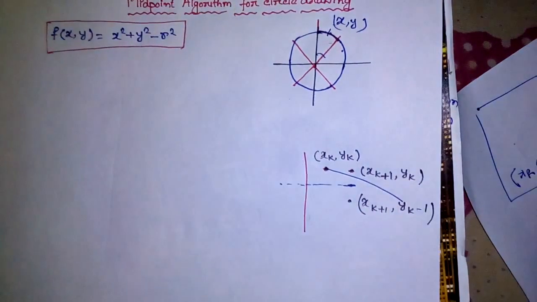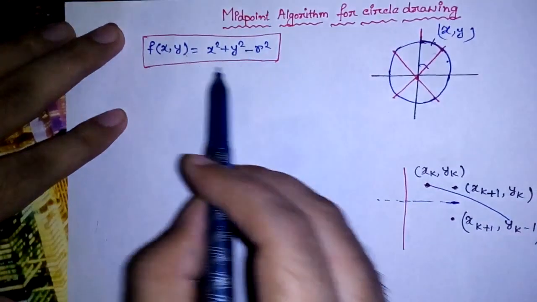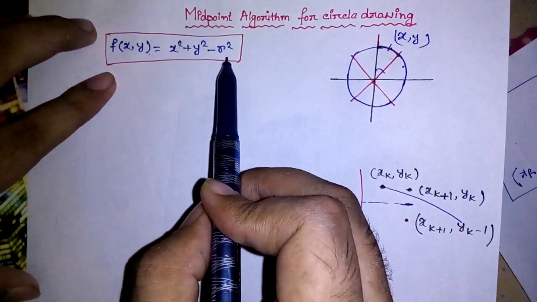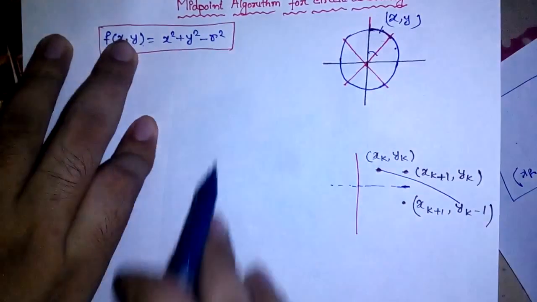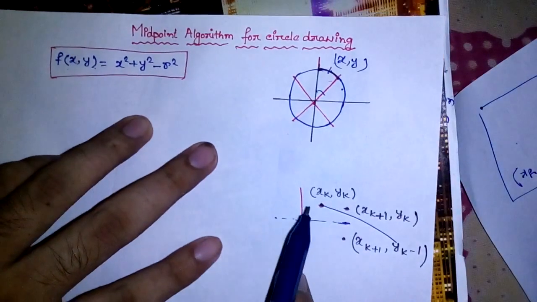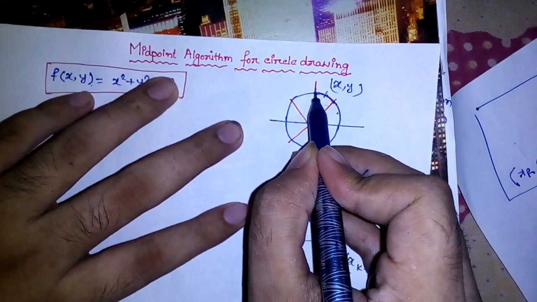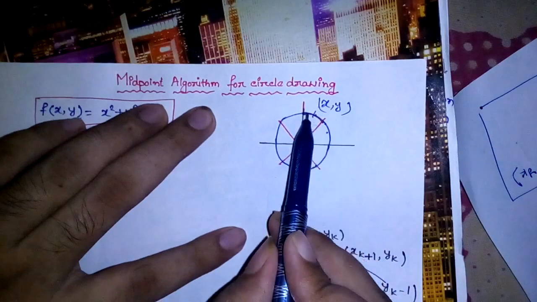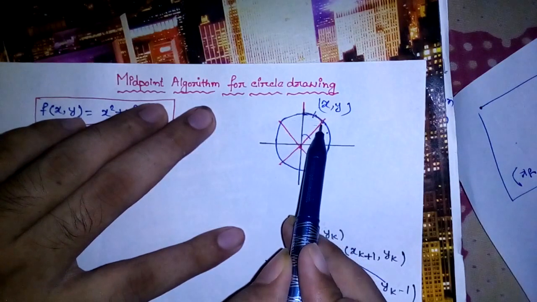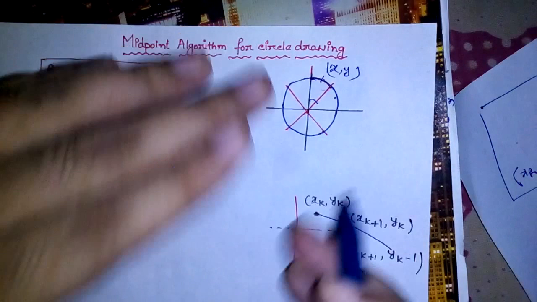Now let's see the midpoint algorithm. This is a function which represents the equation of the circle, where r is the radius of the circle. Let's see the basic idea of the midpoint algorithm. In the midpoint algorithm we will start drawing the circle from (0, r), and our intention is to draw only this portion. If we can draw this portion, then using the symmetric property I can draw all the other points.